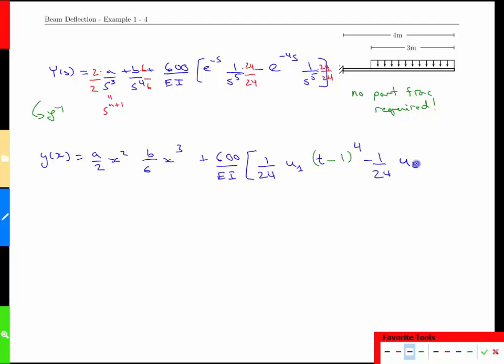We're going to have a u sub 4, and then a t minus 4 to the power of, well, we have an s to the 5 in the bottom. That means the transform function was t to the power 4, and we're going to change those to x's. Automatic pilot's a terrible thing sometimes. And that is our inverse transform.